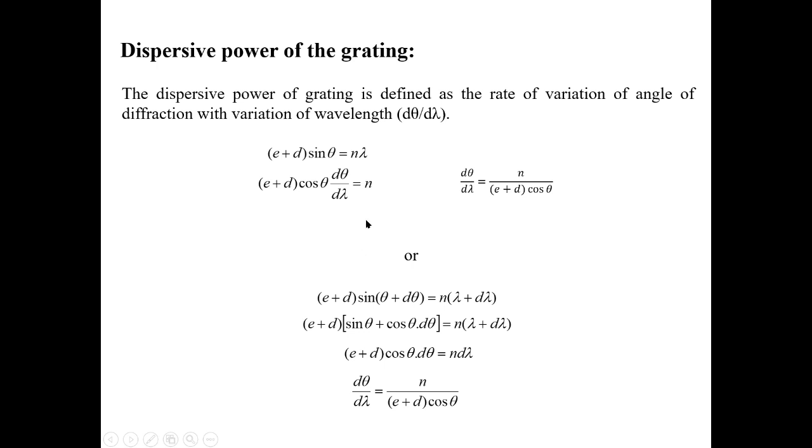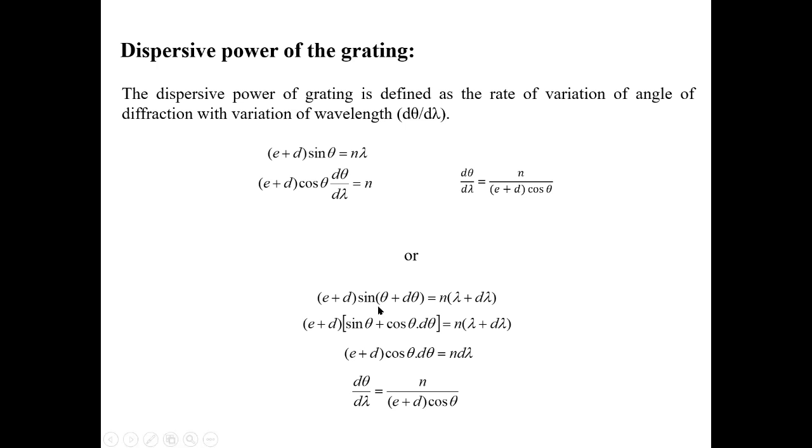Here if we have another value of lambda which is slightly greater than the previous value, then this theta will also be greater than the previous value. So for lambda, the condition is given by (e + d) sin theta equal to n lambda, and for the greater value of lambda, that is lambda plus d lambda, this condition will be given by (e + d) sin(theta + d theta) equal to n(lambda + d lambda). This d theta is a very small value because d lambda is very small. For a very small d theta, sin d theta can be written as d theta and cos d theta can be written as 1.